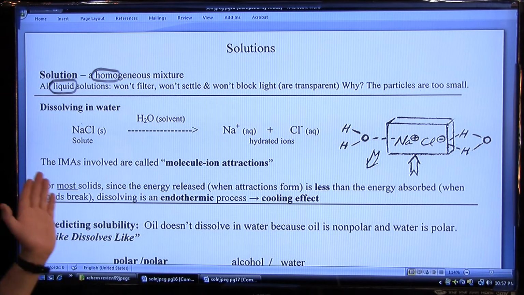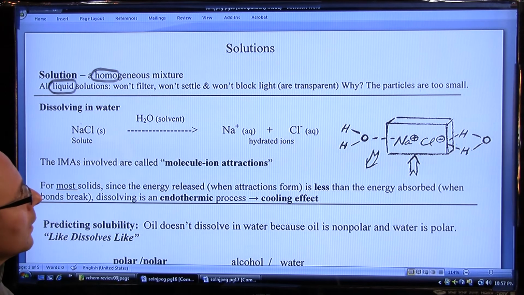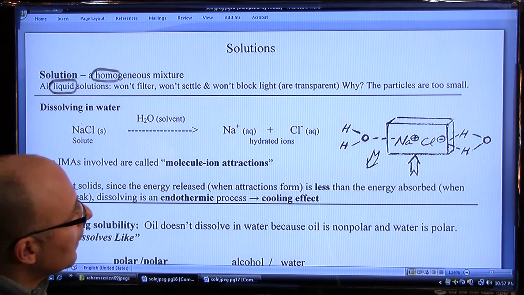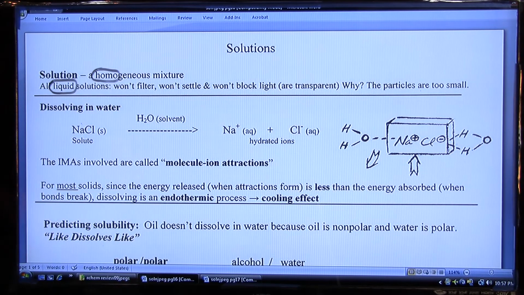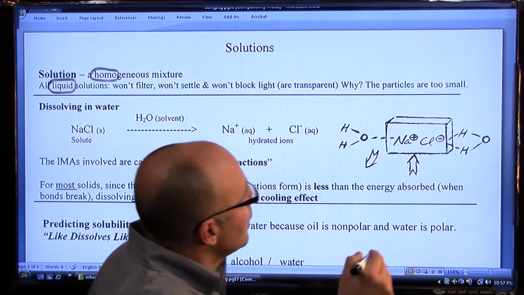And all liquid solutions won't block light. In other words, they're transparent. Just think of a container of salt water. You should be able to see through it. If it's cloudy, then whatever's there is not dissolved, and that would be a heterogeneous mixture. So once again, the reason for these 3 properties of solutions is the fact that the particles are too small.